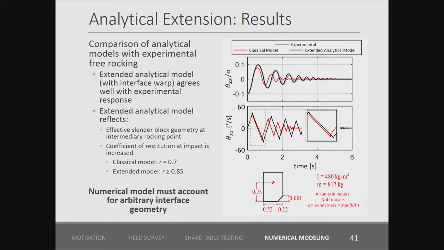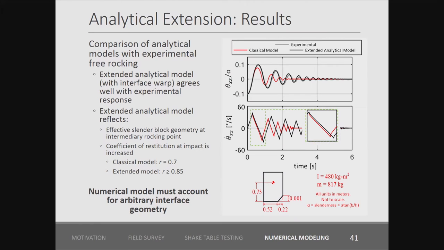on this slide in terms of the previous example for the free rocking motion, where on the top right plot, the results of the free rocking experimental specimen are shown in the thicker gray line, overlaid with the results of the classical model, again shown in red, and then also overlaid in black with the results of the extended analytical model, accounting for a warp at the interface, where this warp is shown at the bottom right-hand schematic, showing the warp incorporated for a third rocking point and a vertical difference of 1 millimeter. And while this warp can be considered quite small, the impact or the improvement in agreement is quite significant.